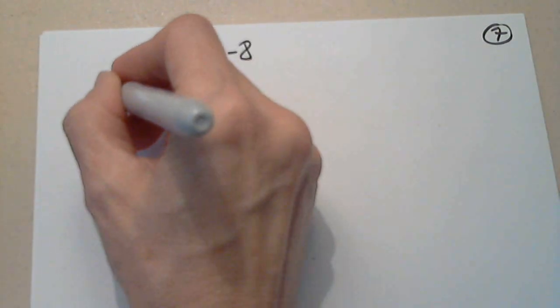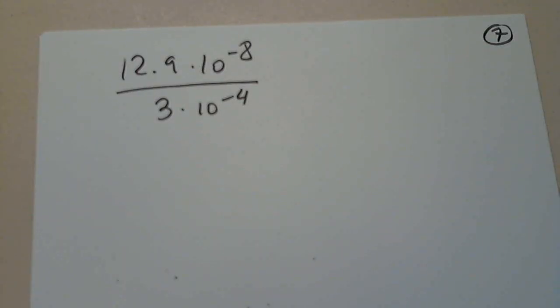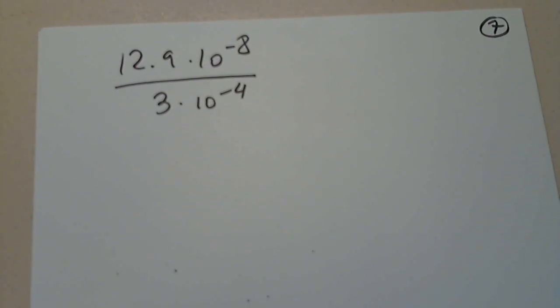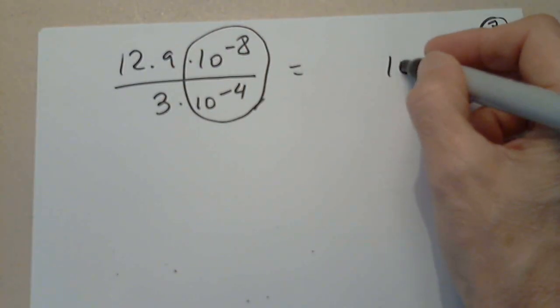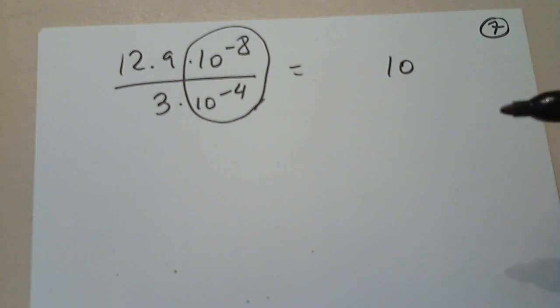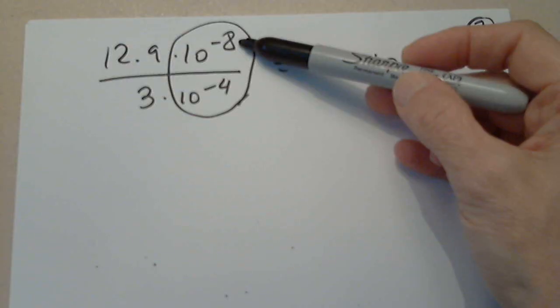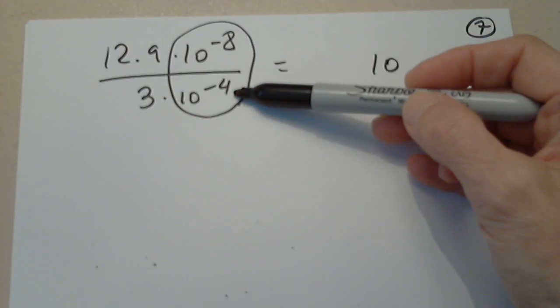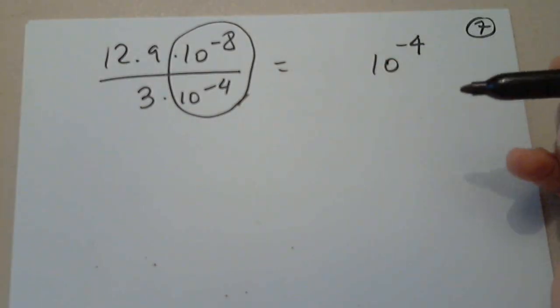Number 21. Let's work on this. So 12.9 times 10 to negative 8, everything divided by 3 times 10 to negative 4. This part is easy because I copy the base, and what happens to the exponents? Subtract. Negative 8 minus negative 4 will be negative 4. Negative 8 plus 4 is negative 4.